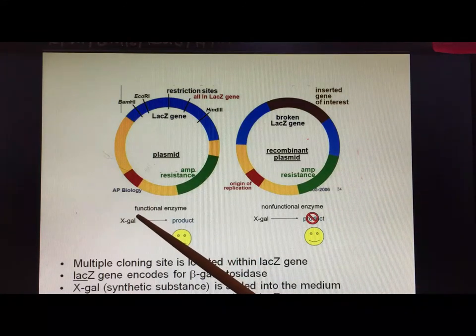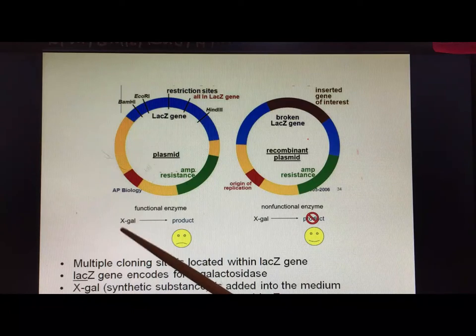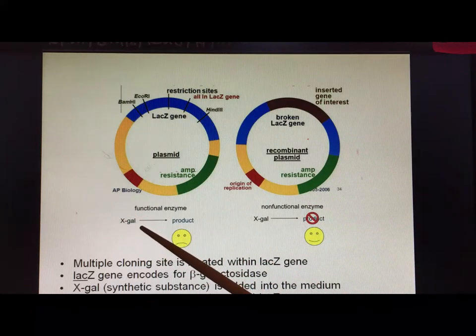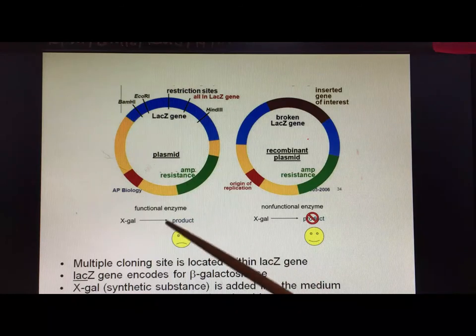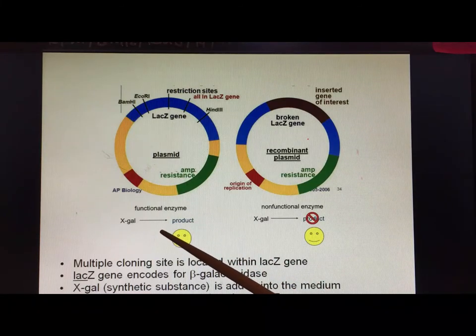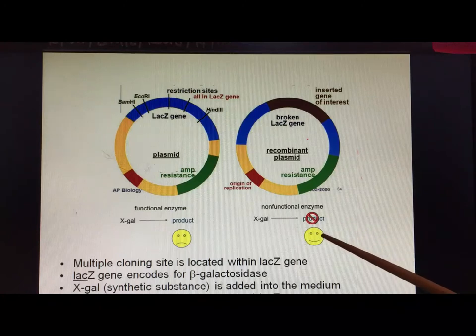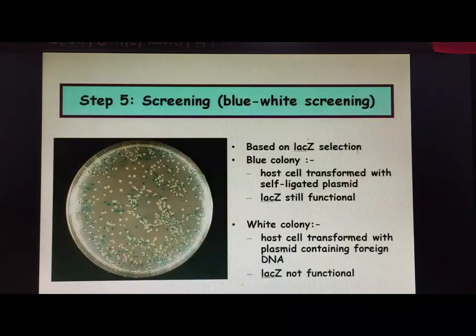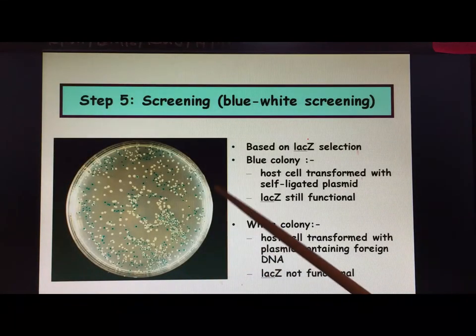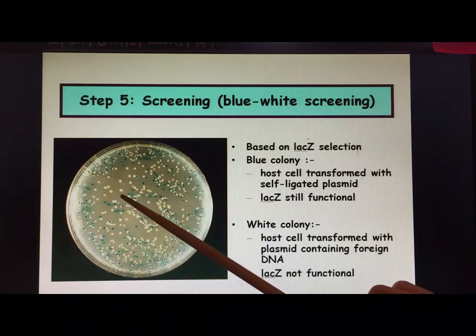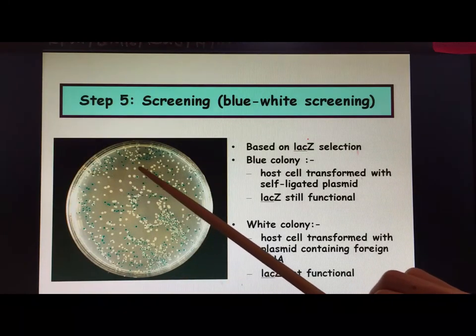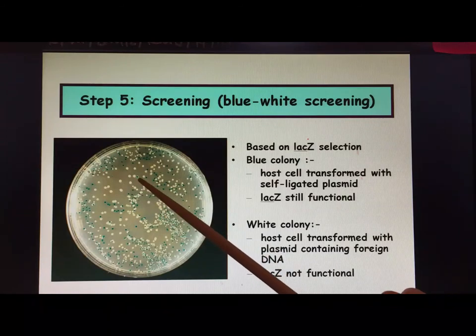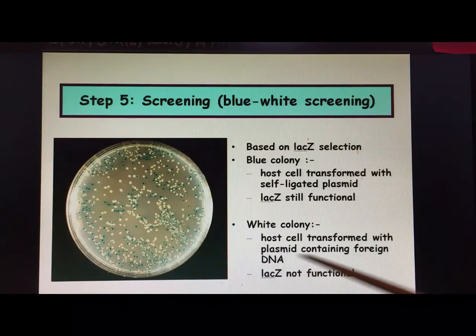When the self-ligated plasmid contains the functional lacZ gene, it can produce a certain enzyme that can digest a molecule, namely X-gal. The X-gal is hydrolyzed to form a product that causes the colony to be blue, whereas this one is the one that we want, and its color will be white. So you can see here, the selection is based on color. The white colony contains the recombinant DNA molecule, whereas the blue colony contains the self-ligated plasmid.